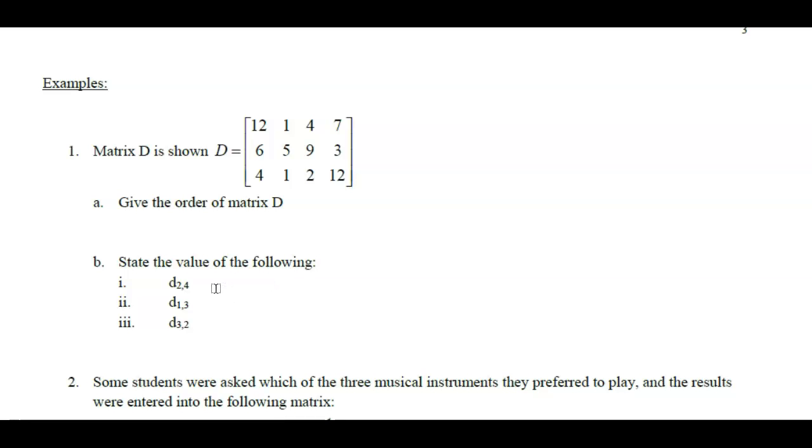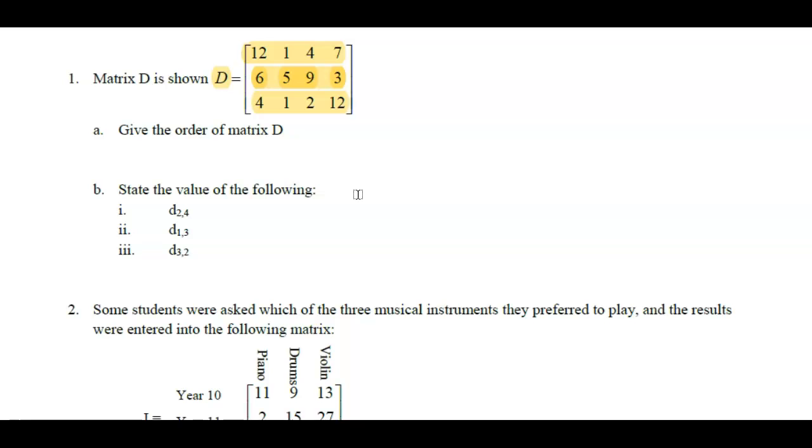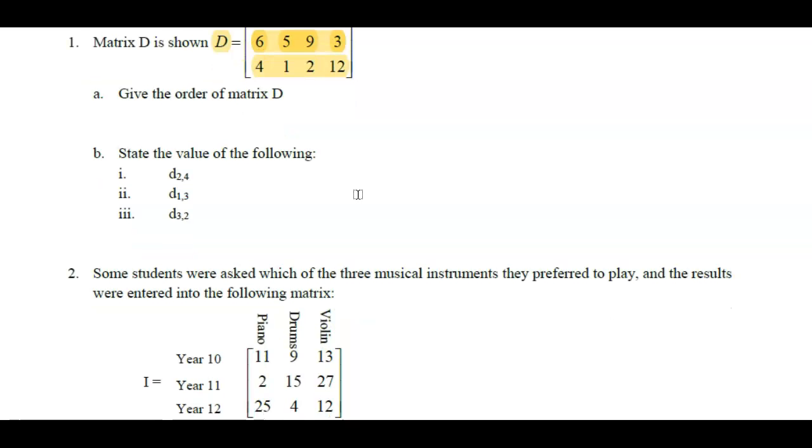State the value of the following. D24, so row 2, column 4. Row 2 is here, column 4 is here, so it's 3. Next one, 1, 3. Sorry, I've just highlighted everything. So row 1, column 3 is the number 4. And row 3, column 2 is 1. If you wanted to, you can put that into your calculator and do what we did before: allocate it the letter D, and then D, square brackets, 2, 4, and so on.